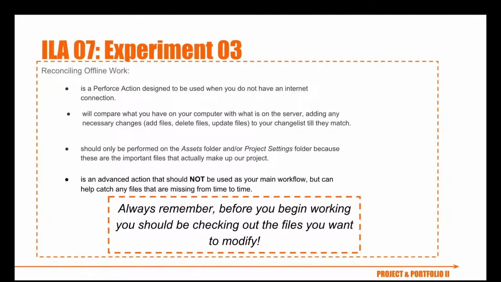and then submit. Also remember, you can use revert unchanged files, so you can check out a large group of files and then just use revert unchanged to leave you with the files you actually changed. But don't use reconcile offline work as a main workflow. You'll see in this activity you're going to get exposure to it, but again, just make sure that you're still checking out the files you want to change.